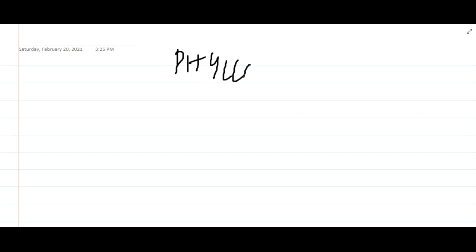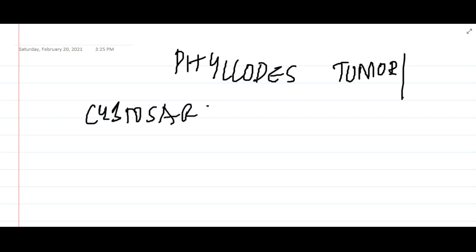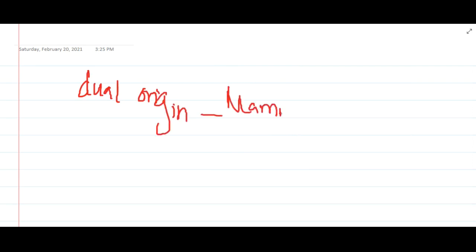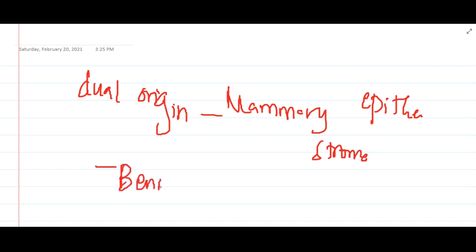Hello friends, let us now learn some important points about Phyllodes tumor. This Phyllodes tumor is also called cystosarcoma phyllodes, or we can also call it serocystic disease of Brodie. This Phyllodes tumor actually has a dual origin. It originates from the mammary epithelium and also from the connective tissue stroma. So it can be either a benign lesion, borderline lesion, or malignant lesion.